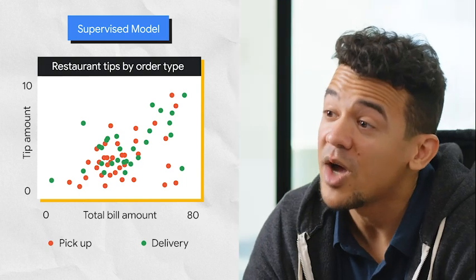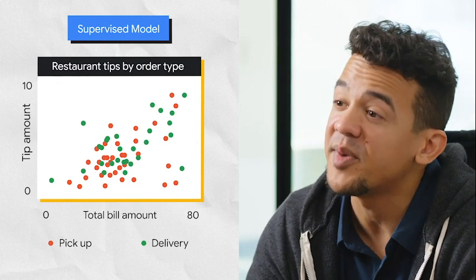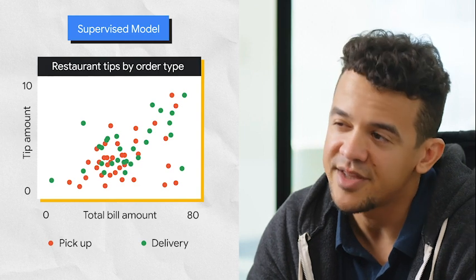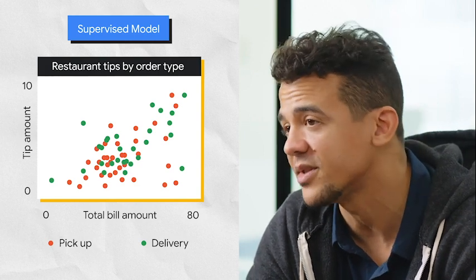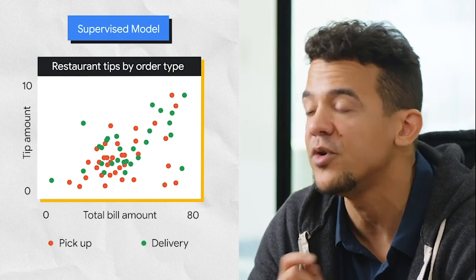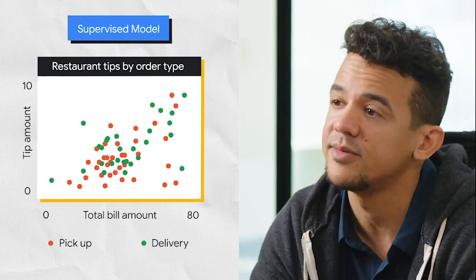Anyway, you have historical data of the bill amount and how much different people tipped based on the order type, pickup or delivery. In supervised learning, the model learns from past examples to predict future values. Here, the model uses the total bill amount data to predict the future tip amount, based on whether an order was picked up or delivered.